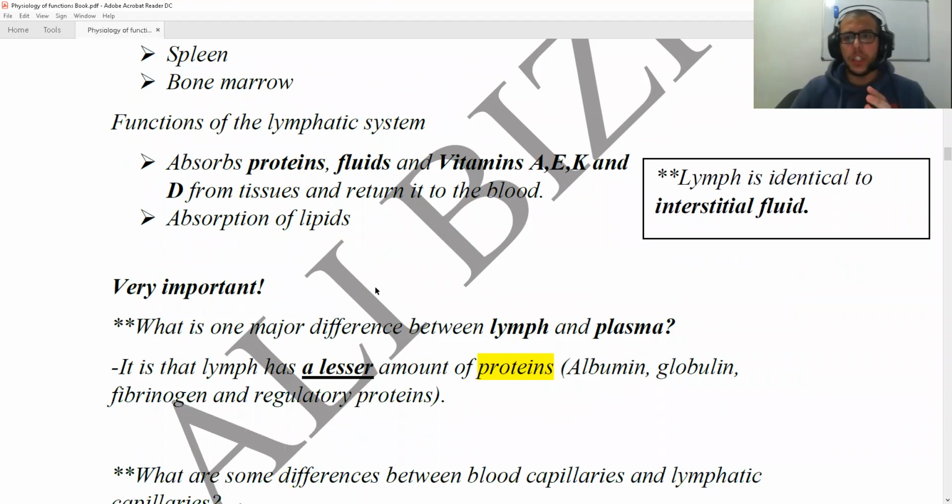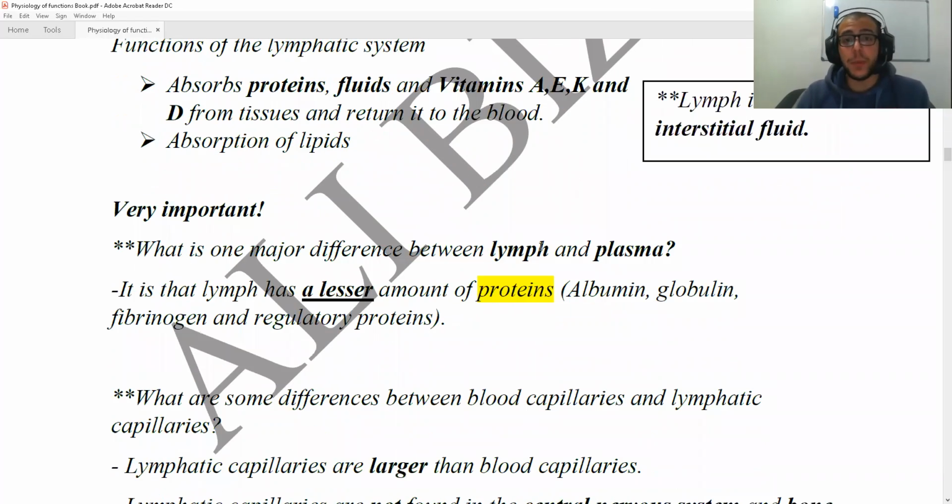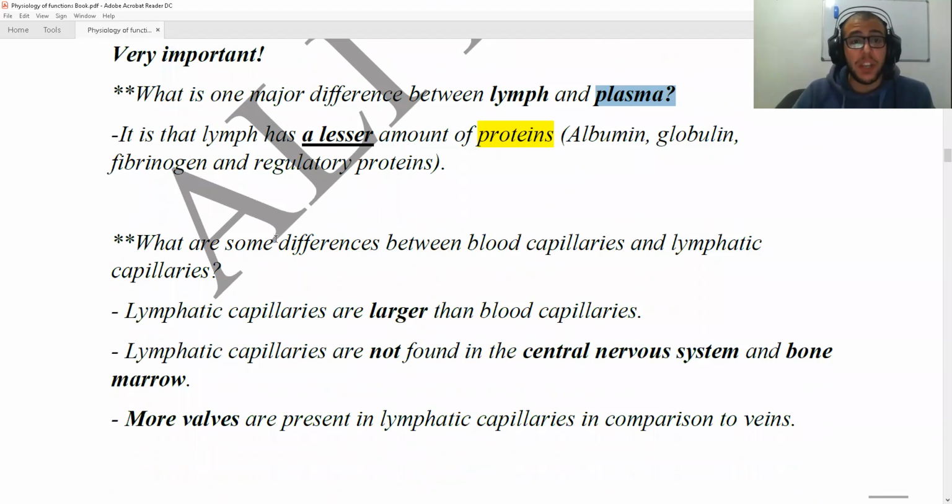Now, I'll try to summarize the most important characteristics and functions of the lymphatic system by a series of questions. First of all, what is one major difference between the lymph and the plasma? This is a very common question that tutors like to ask. It is that lymph has a lesser amount of proteins than plasma. We're talking about the albumin, globulin, fibrinogen, and regulatory proteins. This is very important.